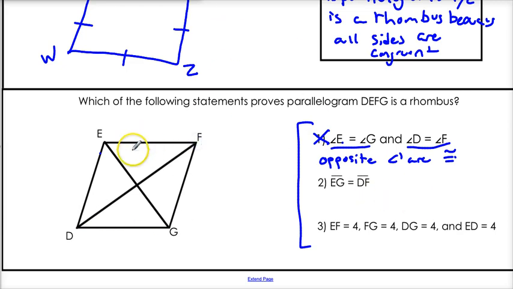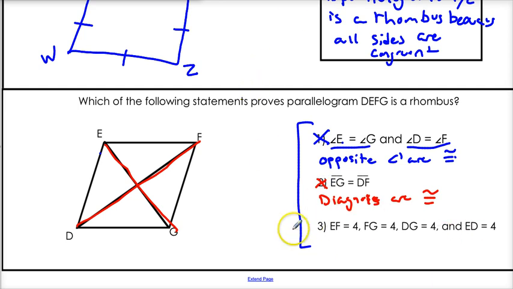And like I said, it's really important that you translate these. The next one is that EG, which is right here, is equal to DF. So this is diagonals are congruent. That's what it's telling me, that EG is a diagonal and DF is a diagonal and that they're the same. So this is telling me that diagonals are congruent. Is that a property of a rhombus? No, so that's not going to tell me that this is a rhombus.